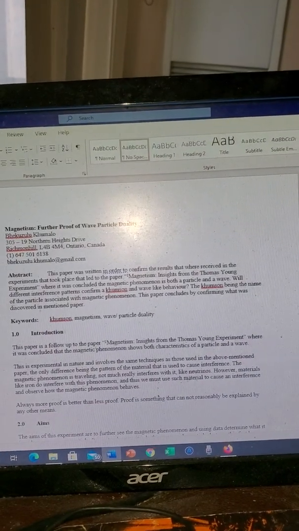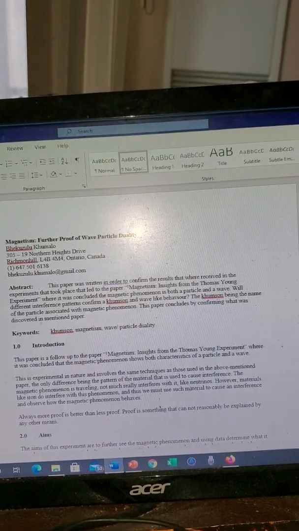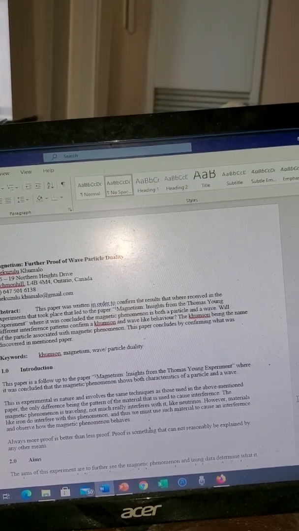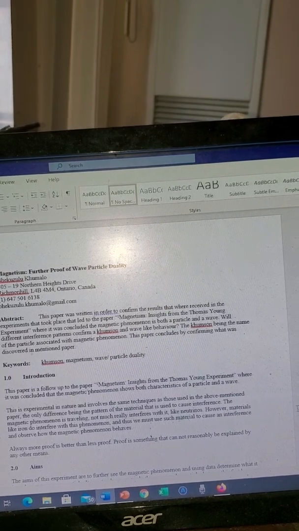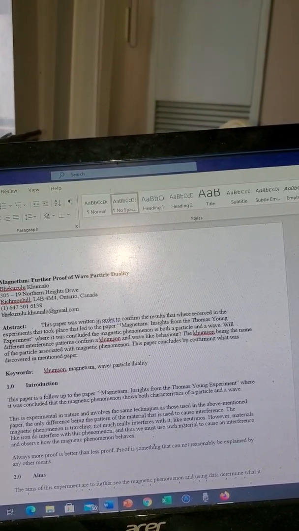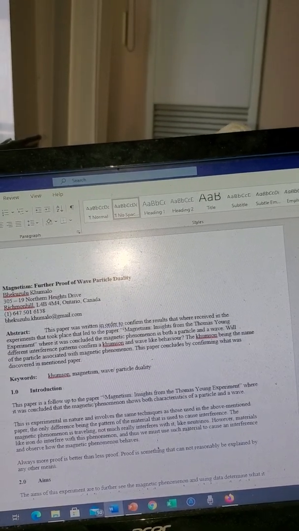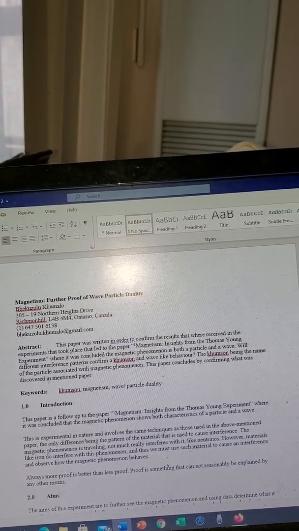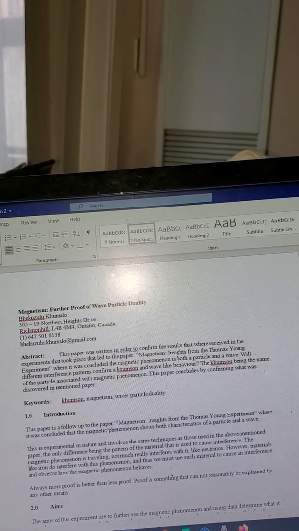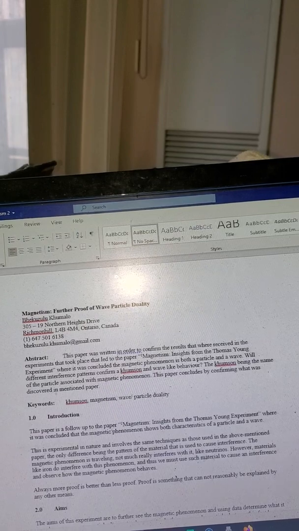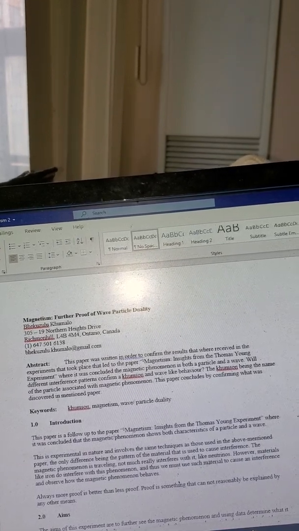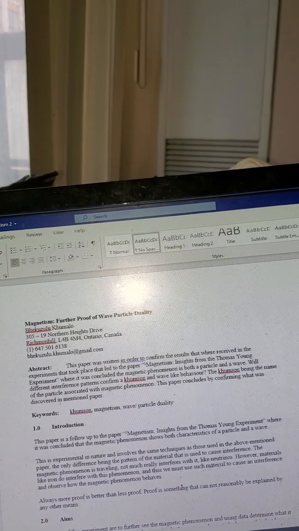This paper was written in order to confirm the results received in the experiments that led to the paper Magnetism, Insights from the Thomas Young Experiment, where it was concluded that magnetic phenomena is both a particle and a wave. Will different interference patterns confirm KHUMSON and wave-like behavior? The KHUMSON being the name of the particle associated with magnetic phenomena. This paper concludes by confirming what was discovered in the mentioned paper.